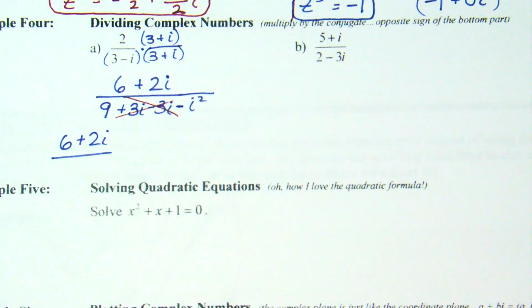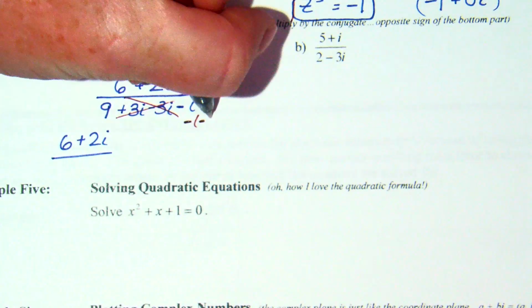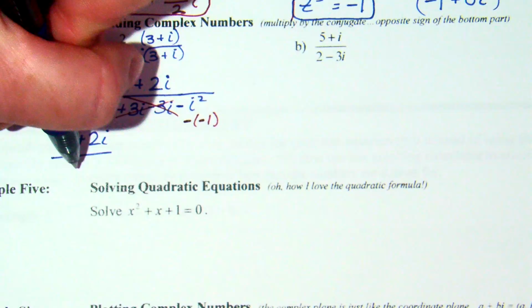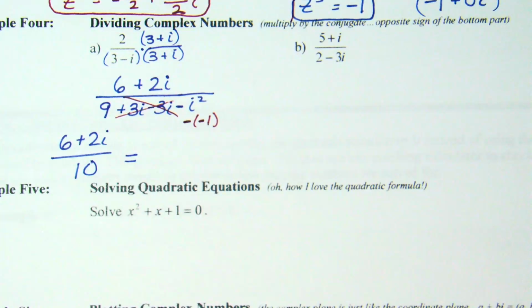What do I do here? Okay. All 3 terms can divide by 2. So let's reduce everybody by 2, and we now have 3 plus i over 5.